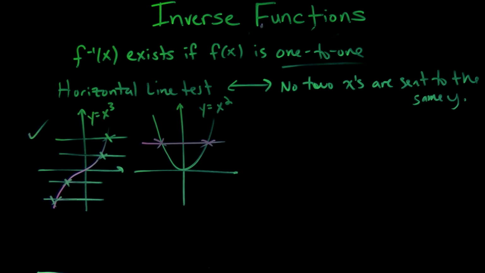Equivalently, no two different x values can be sent to the same y. So for example, with y equals x squared, we think about x equals -2 and x equals +2. Those are both sent to 4. (-2) squared is the same as 2 squared. And therefore, y equals x squared is not 1-to-1.